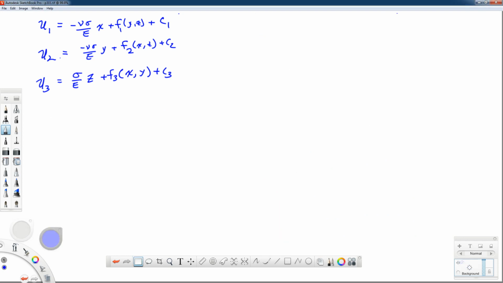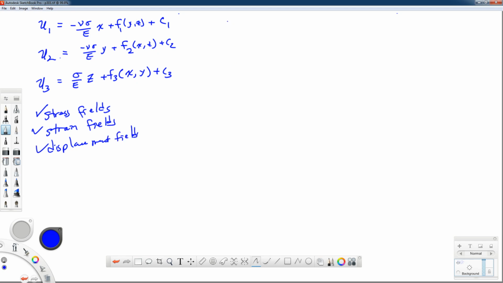Now there are a couple other things left that we have to do. So now we have the stress fields. All these are going to be 0. We have our strain fields. We have our displacement fields. We really need to check equilibrium and compatibility.